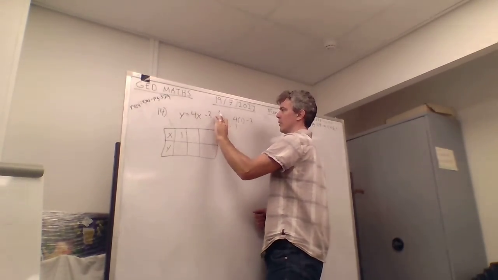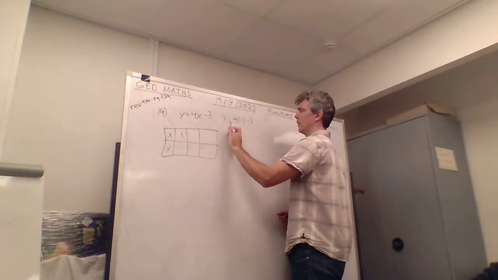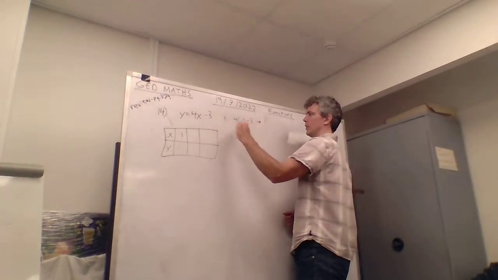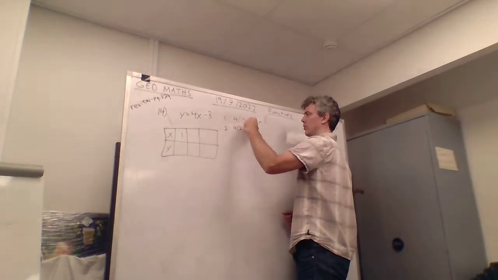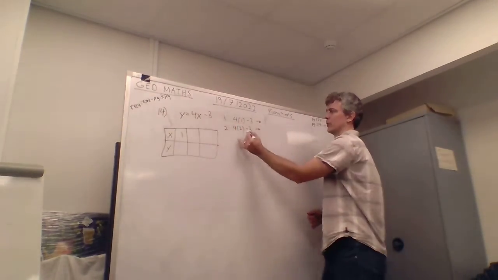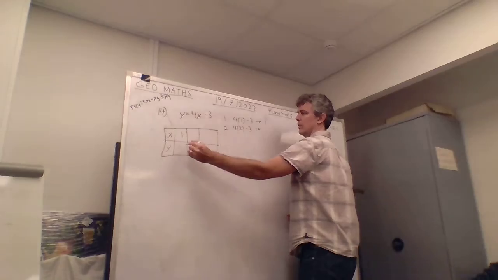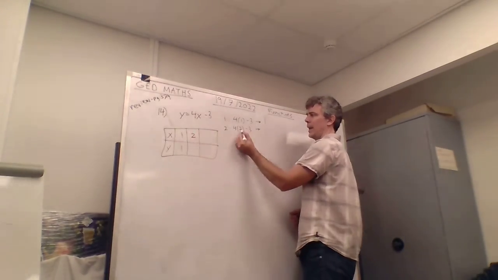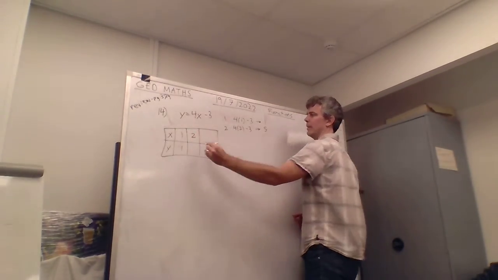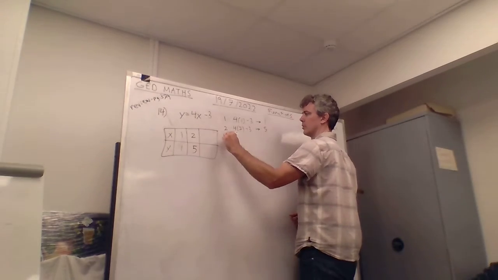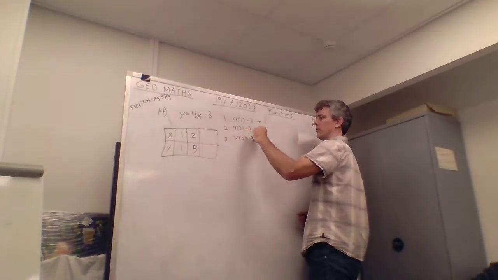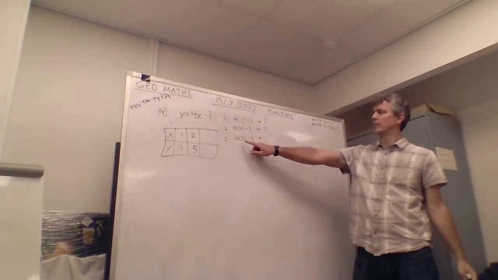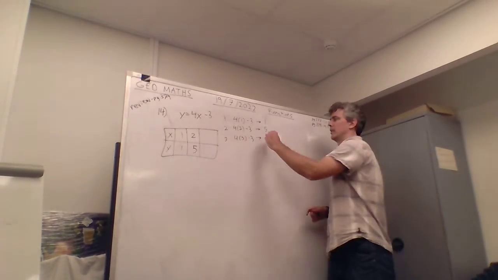So let's do that. 1 goes to 1. 2 is 4 times 2 minus 3. What does that become? What's 4 times 2? 8. So it's 8 minus 3, 5. Okay, let's try 3. 4 times 3 minus 3. 12 minus 3? 9.